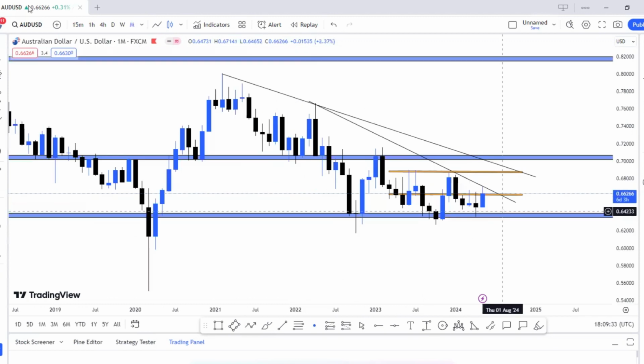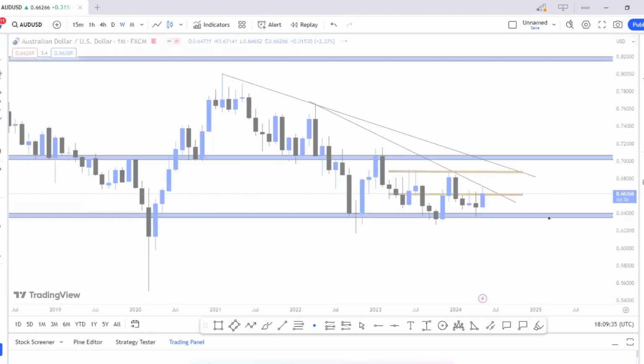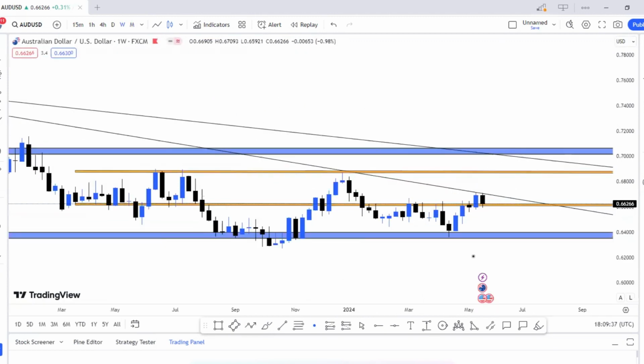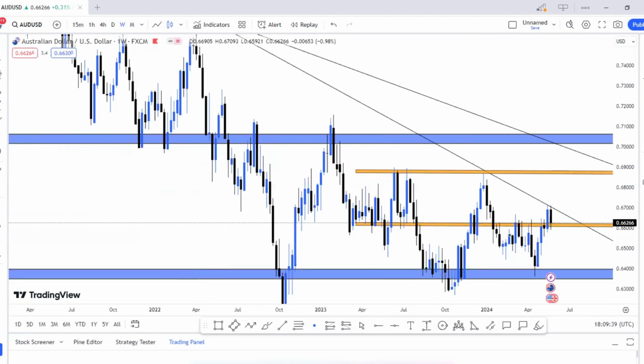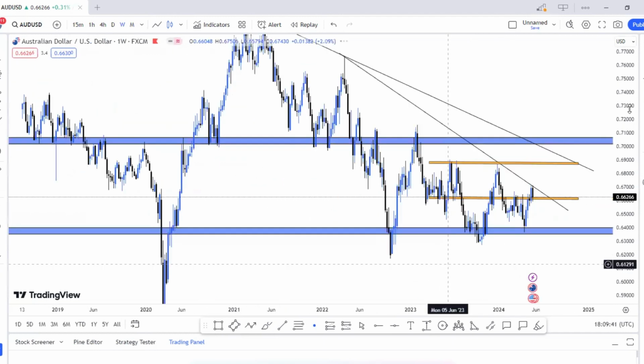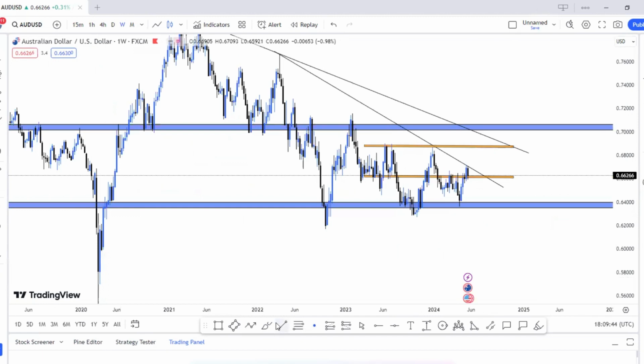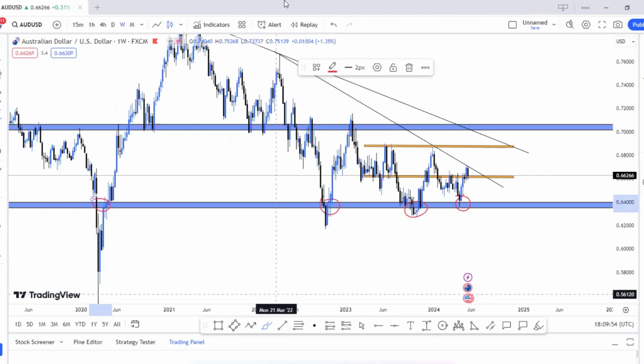So let's scale over to our weekly time frame. Now from the weekly time frame here, this looks more like a double bottom. We have this first touch and we have this second touch. Mind you, price has been reacting to this zone previously, so we need to take note of that as well.